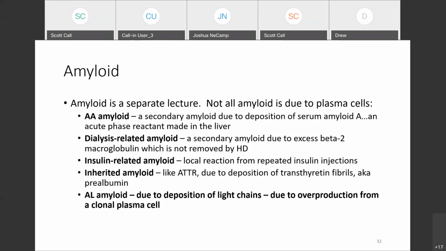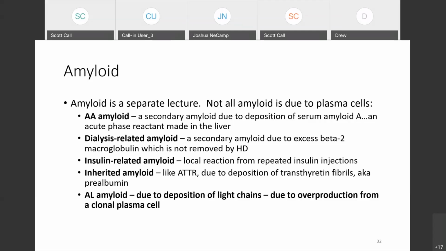So there's AA amyloid, that's secondary to deposition of basically an acute phase reactant. You can see AA amyloid in a lot of autoimmune diseases, like rheumatoid arthritis is kind of the classic one, basically from inflammation and from overproduction of this acute phase reactant. There's also such things as dialysis-related amyloid.